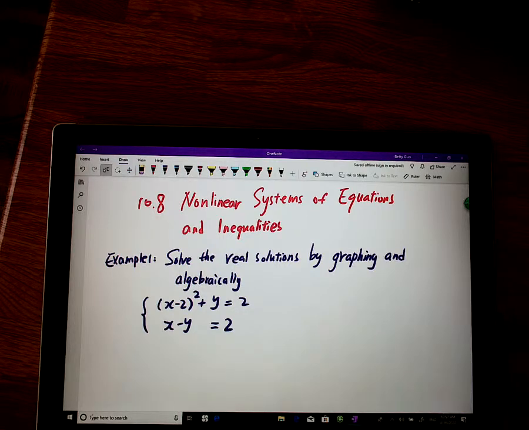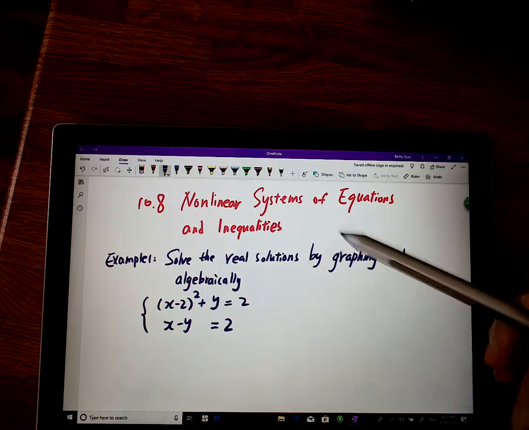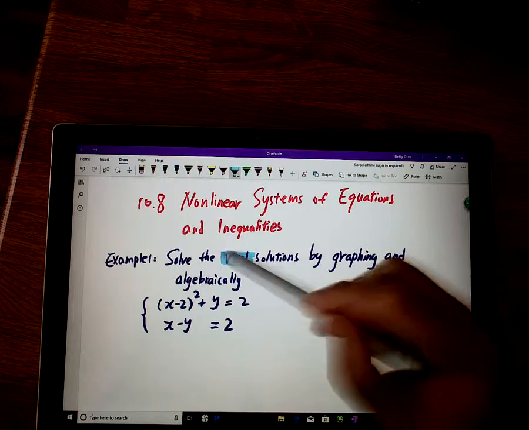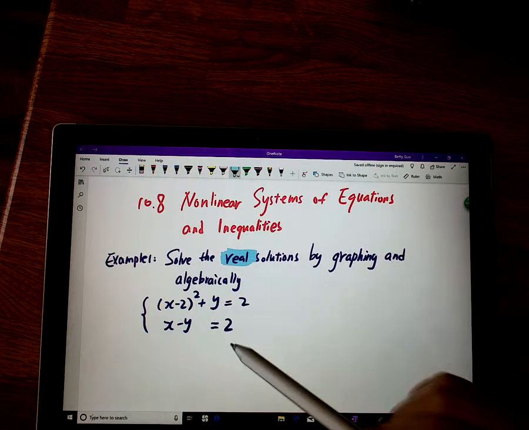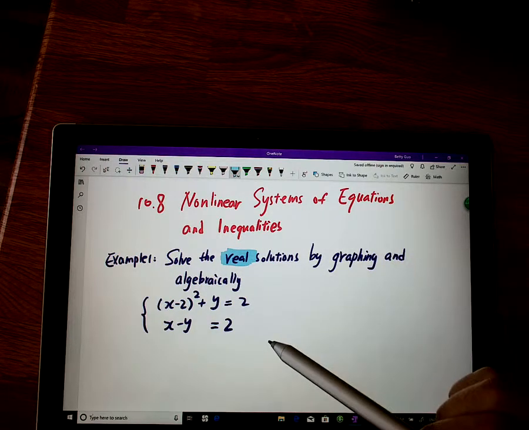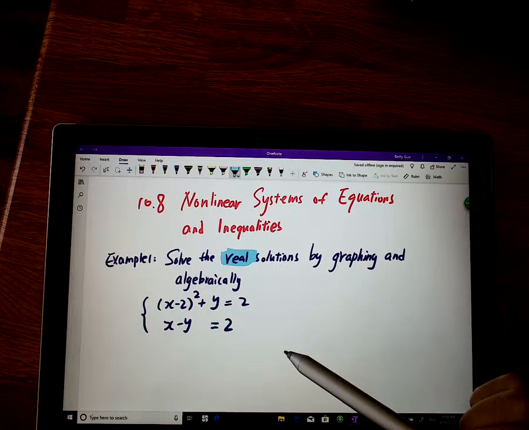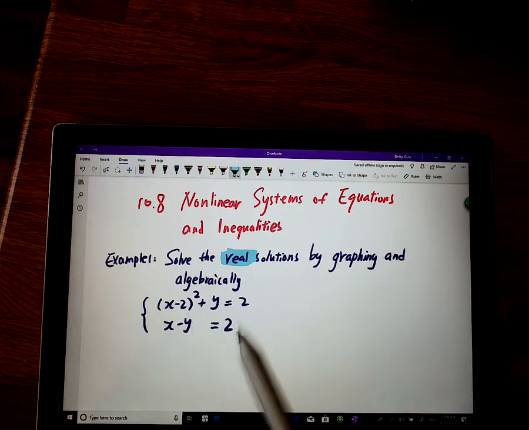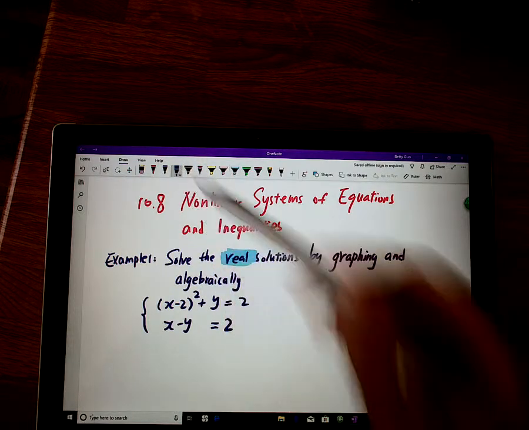Solve for the real solutions by graphing and algebraically. Here, real solutions means we are solving the system in the real number set. We don't worry about the non-real complex solutions. In this system, we have two equations.